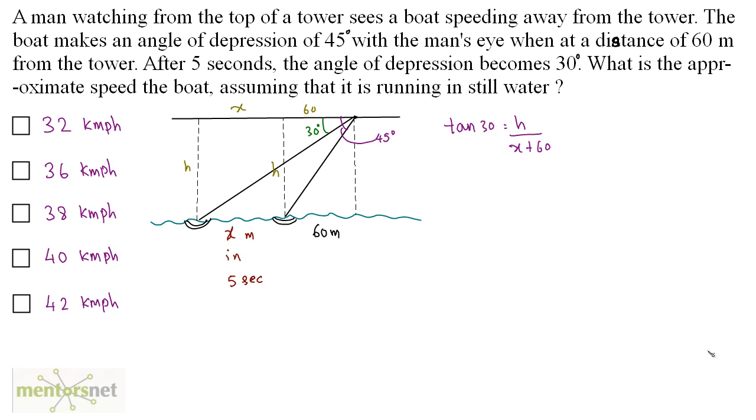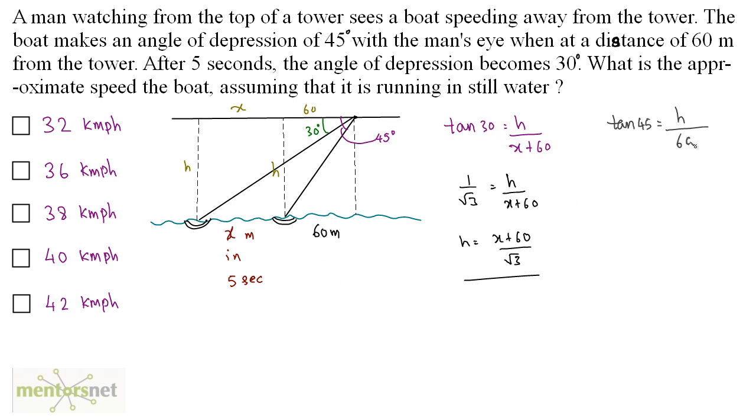Well, tan 30 is 1 by root 3. So 1 by root 3 is equal to h by x plus 60. So I can say that h is equal to x plus 60 by root 3. We have this one equation. If I take the tan of 45, I can write it as tan 45 is equal to, again, opposite upon adjacent. So the opposite of this angle is this h. So this is h upon the adjacent, which is 60.